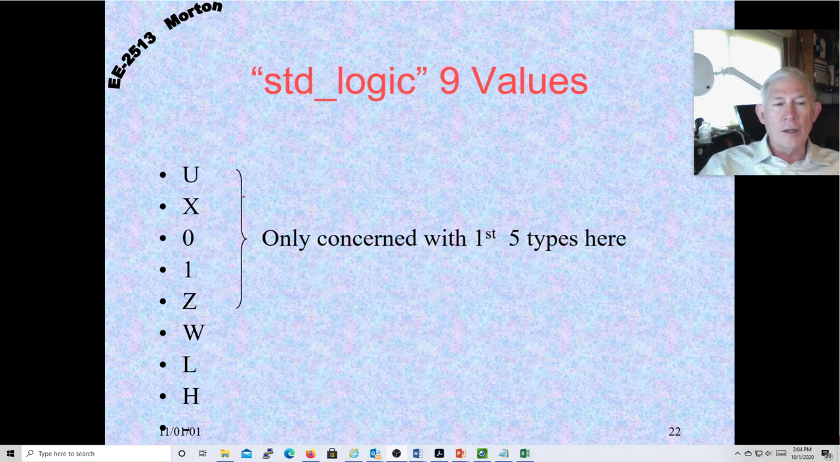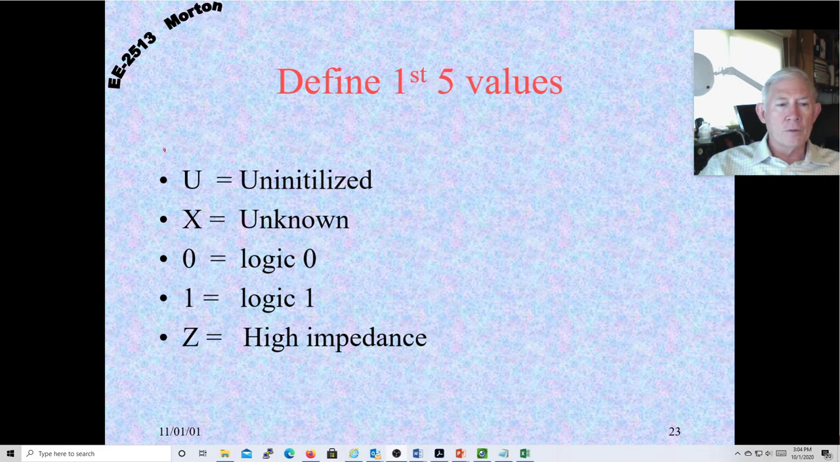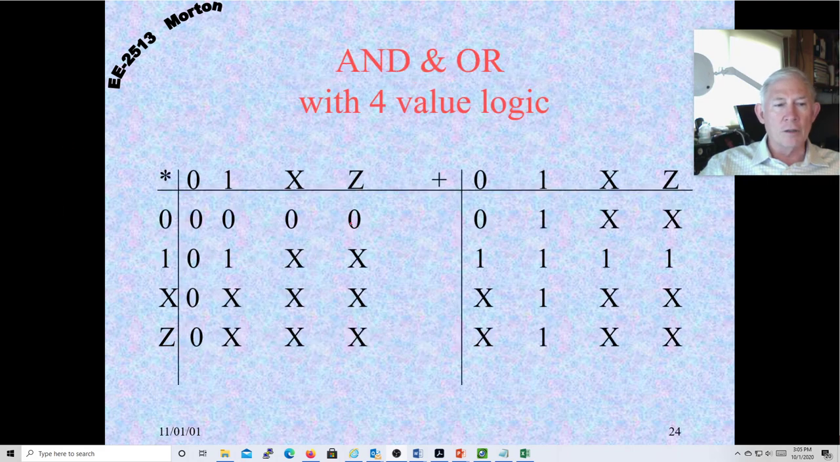In the Verilog world, we don't have the U, the uninitialized. If we're dealing with a register, our uninitialized value is unknown. And if we're dealing with a wire, then our uninitialized value is disconnected. At least in Verilog, that's how that works. So those are the first 5 values for VHDL. And we often do these 4-value logic truth tables.